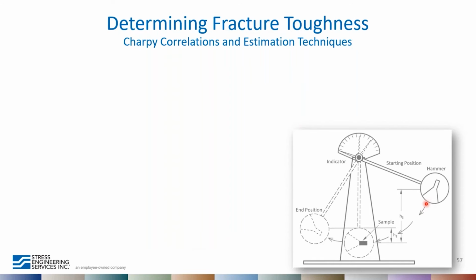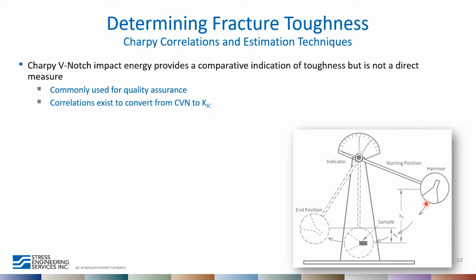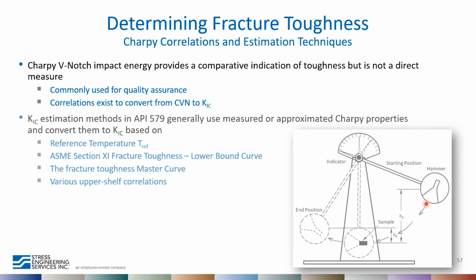Okay, so that's mechanical testing. We can also determine fracture toughness based on Charpy tests. Now, the Charpy V-notch impact energy is not a measure of fracture toughness, but it's a quick and easy test. It's a qualitative test that can be used for quality assurance, and it provides an indication of the toughness. It's become widely used in the industry, and correlations exist to convert between the Charpy energy and toughness values.